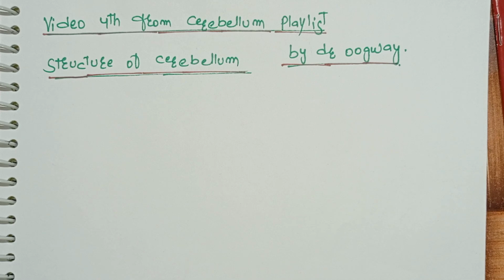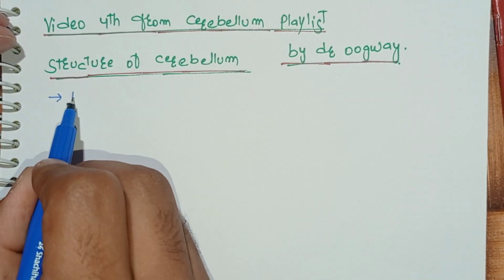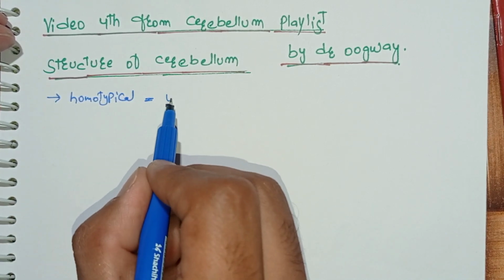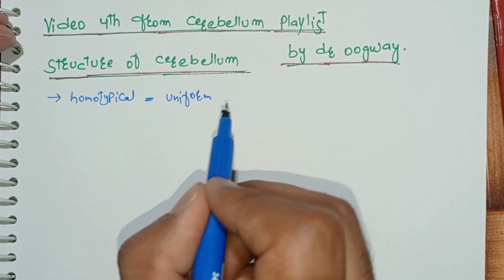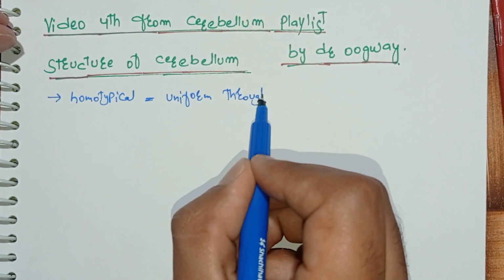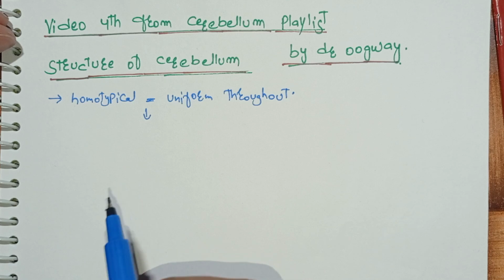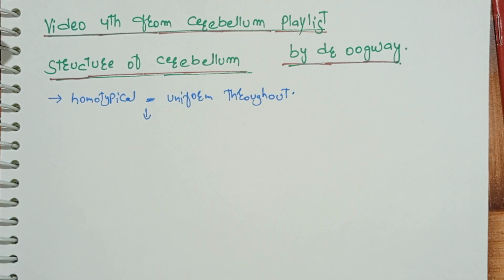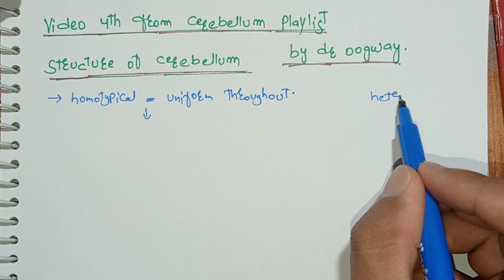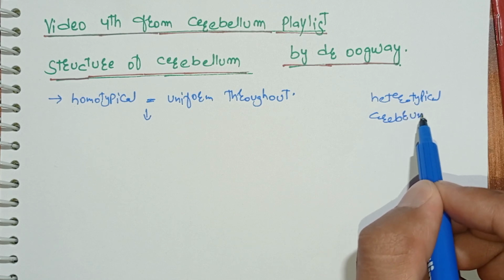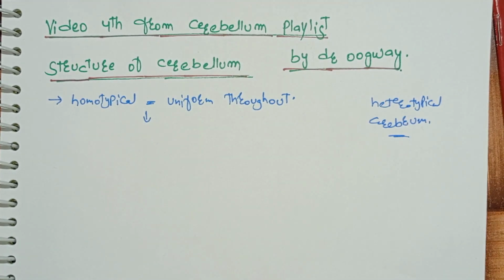This video is going to be about the structure of the cerebellum. So let's begin. The structure of the cerebellum is homotypical. What do you mean by homotypical? It means uniform throughout, while the structure of the cerebrum or cerebral cortex is heterotypical. So the structure of the cerebellum is homotypical, that means it is uniform throughout.